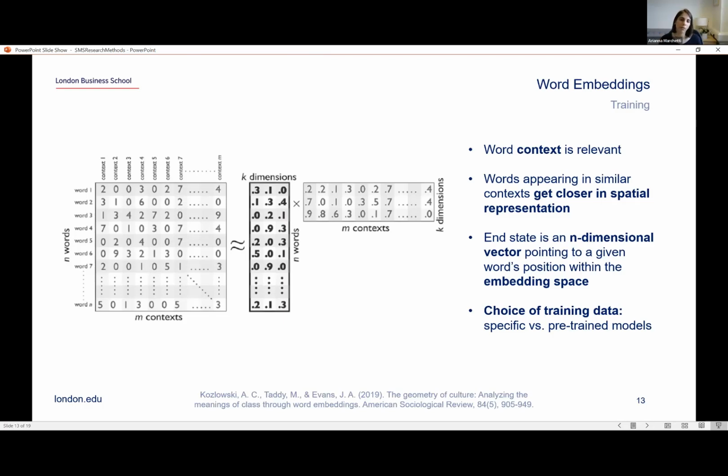But in case you don't, there are many, many tools available where you can use pre-trained models on general purpose text, like for instance, all the Wikipedia articles or all the news repositories and so on and so forth. So this is an important point to keep in mind.